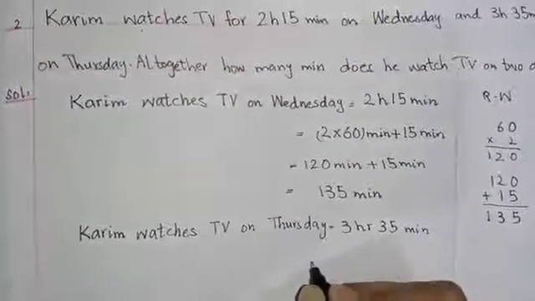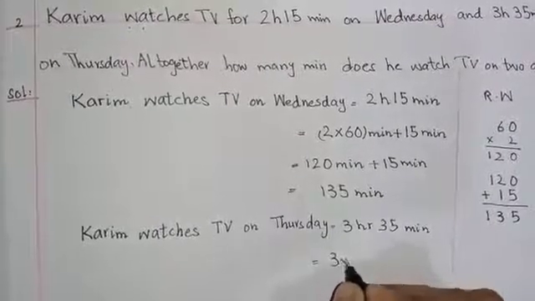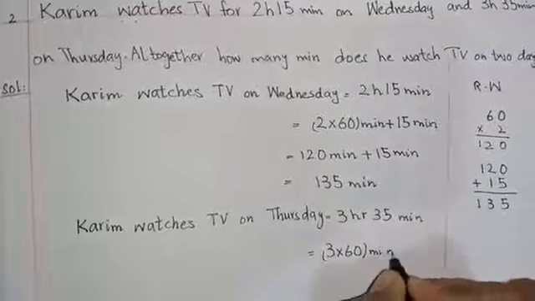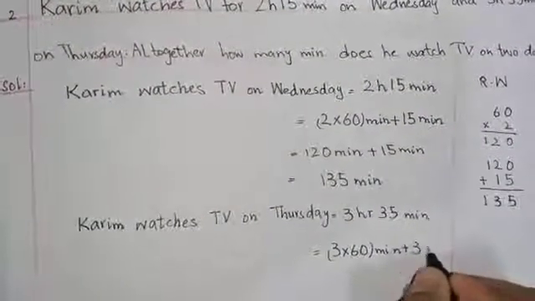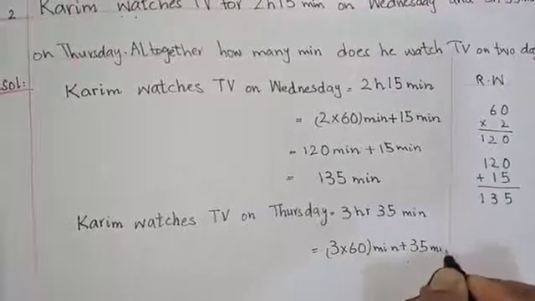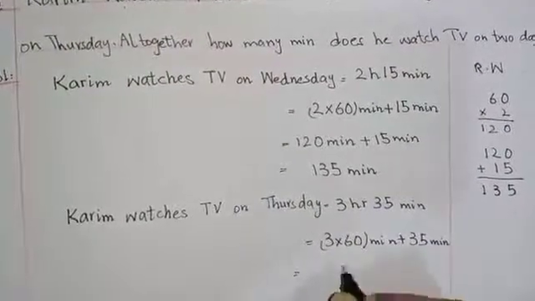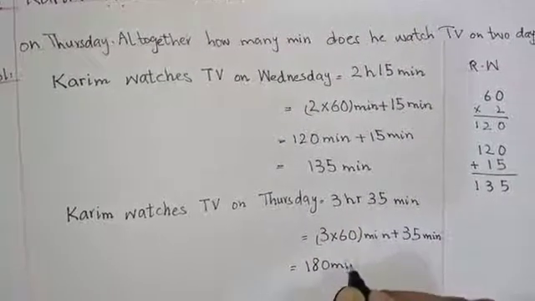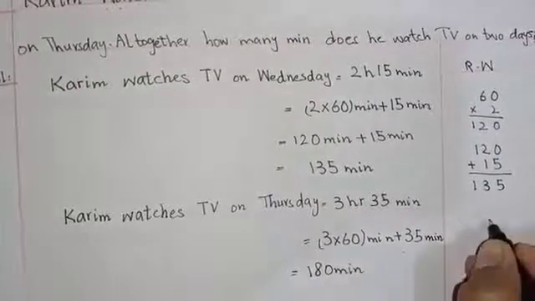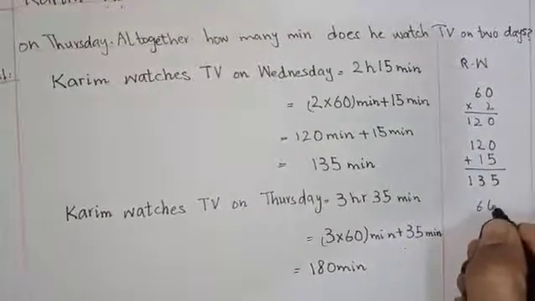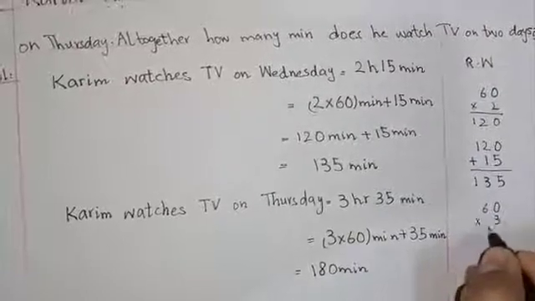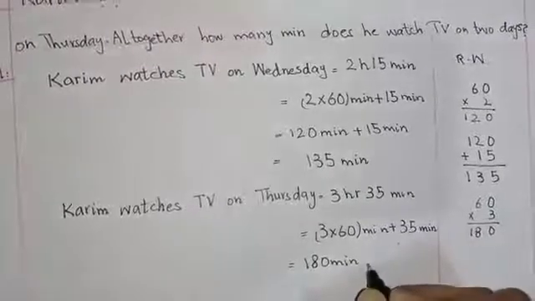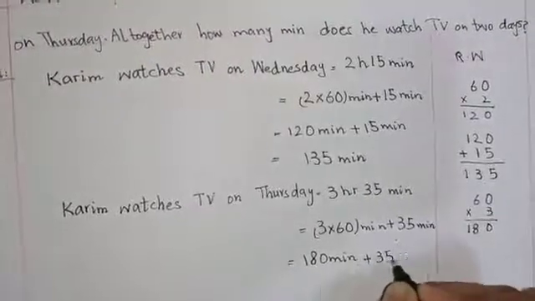Again, we convert hours into minutes. So we multiply 3 with 60 because in 1 hour there are 60 minutes. Now again plus 35 minutes. Now 3 sixes are 18, so 180 minutes. Now look at this. We will solve it. We multiply 60 with 3. 3 sixes are 18. So the answer is 180 minutes plus 35 minutes.